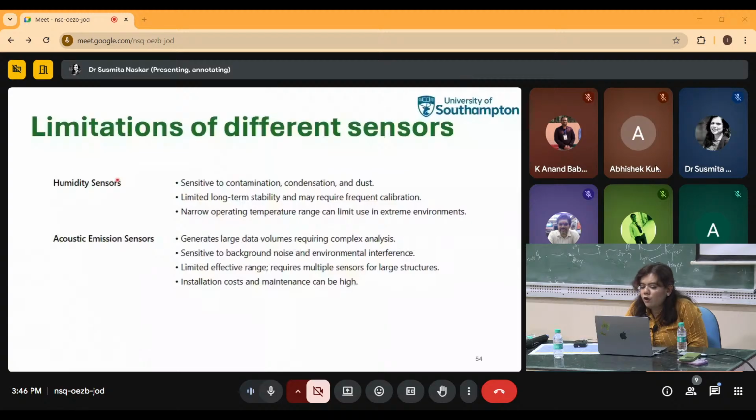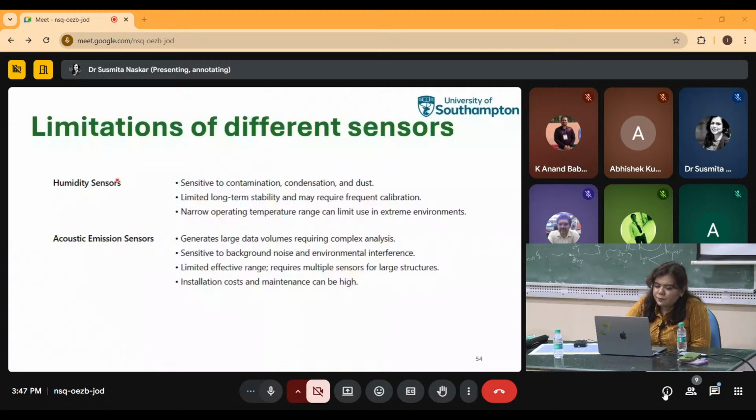The person who installs and maintains them also needs to be well trained compared to other sensors, so it needs a lot of human training to install this kind of sensor. As I said, these limitations highlight not only what not to do, but also the importance of careful planning, placement, and maintenance when using these sensors in infrastructure monitoring. By understanding these challenges, we can design better systems and improve reliability, right?